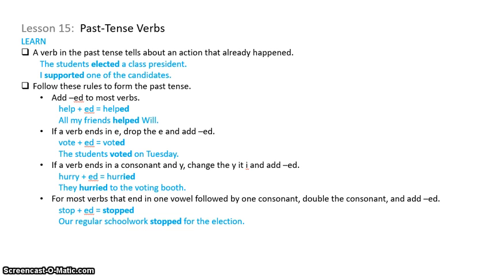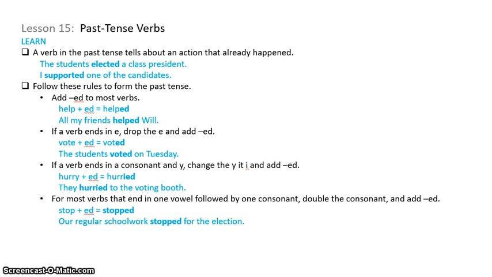So it's a technicality. When you go out to write it, you're not going to write vote, stop, erase your E, and then add ED. That's not how you're going to do it if you're just writing it. But you need to know the concept behind it because that leads into some of the other rules. The next one says, if a verb ends in a consonant and a Y, change the Y to an I and add ED.